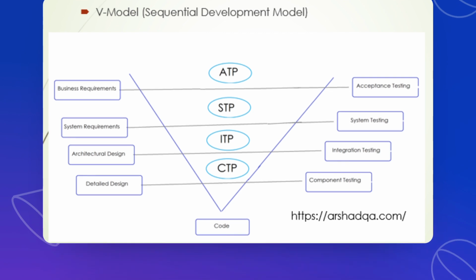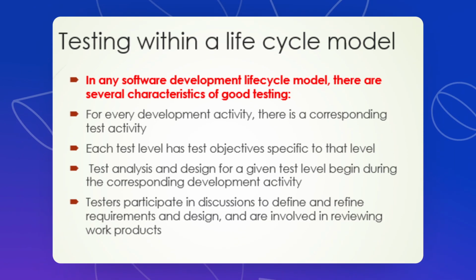In the testing lifecycle, in any software development lifecycle model, there are several characteristics of good testing. When we say that this is a good model, it shows that for every development activity there is a corresponding test activity. For example, when we are developing, unit testing is done. Each test level has test objectives specific to that level.